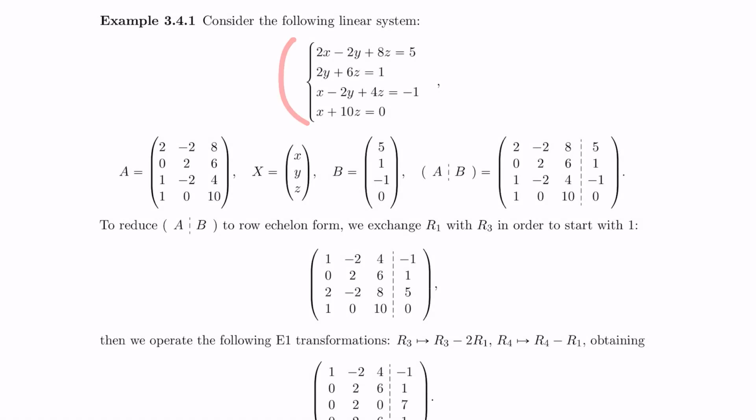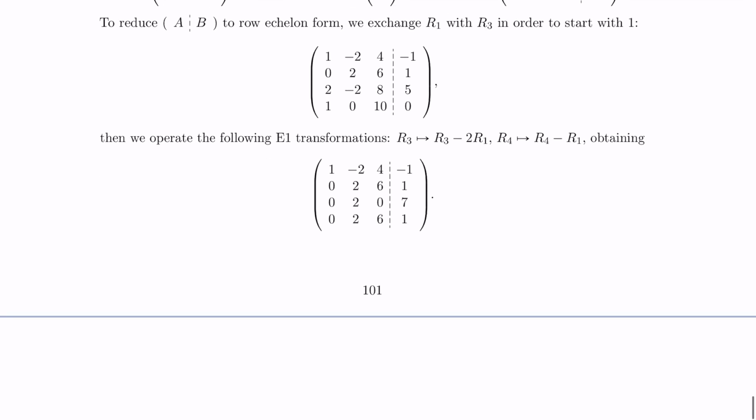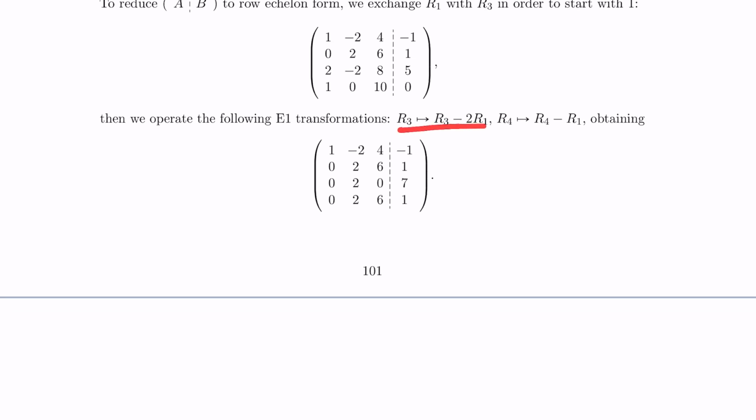Let's consider this linear system with matrices A, X, and B written like this, and the augmented matrix written like this. As we have seen before, we can establish if the system is solvable or not by reducing the augmented matrix to row echelon form. We start by exchanging row 1 and row 3 so that we have 1 in the first position of the matrix. Then we operate the following E1 transformations, this one here and this one here, and we obtain this matrix. In this way, we have turned 1 into the pivot of the first row.